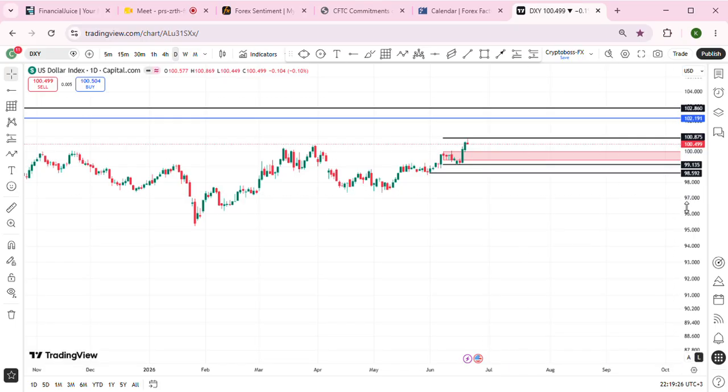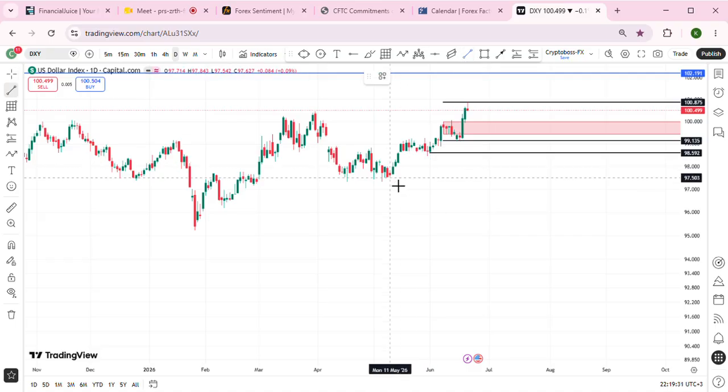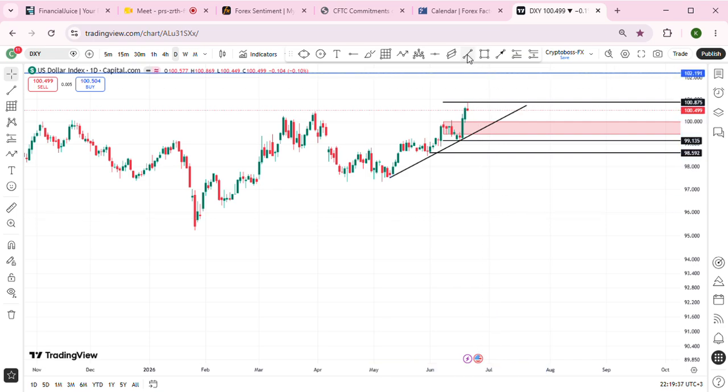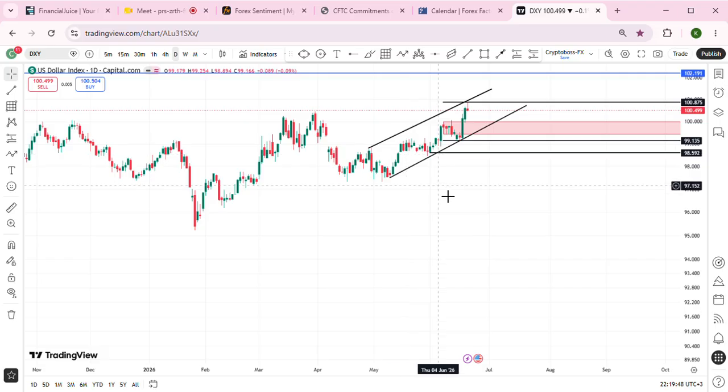Okay, now when we come to daily time frame, you can see that the market is forming an uptrend. And you can see slightly at the end of the zone we marked on the weekly time frame, there's a demand zone there, or a bullish order block on daily time frame.